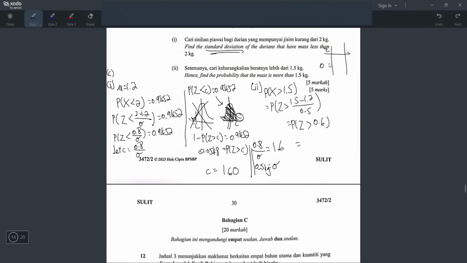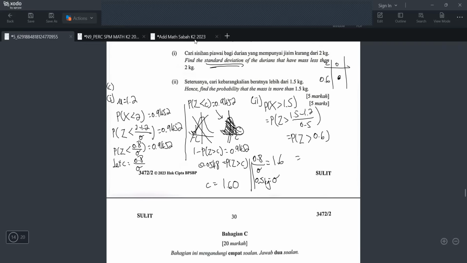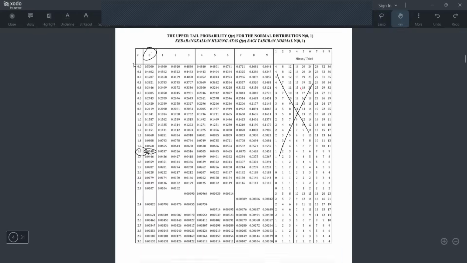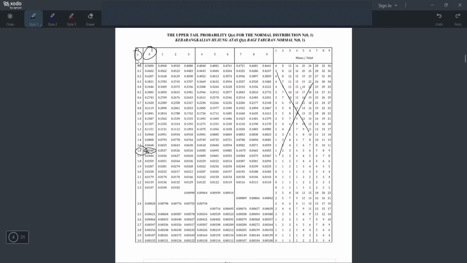So you can straight away tengok 0.6 and then cari 0 and then terus baca. Because if you have the Z value, you can terus tengok luar. So let's go to jadual. We baca 0.6 from the outside. So from the outside, you see Z value, right? This one Z value. So baca 0.6, 0. This is the answer. Right? So 0, ini cara untuk baca jadual.